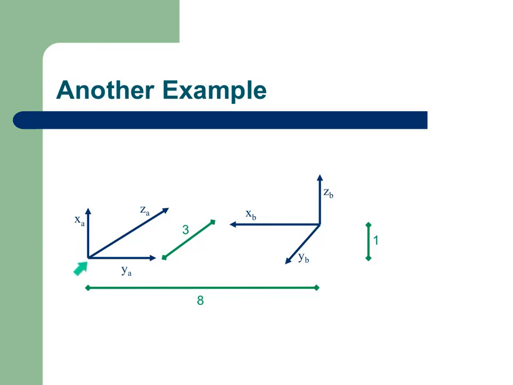In B, their origins are not co-located in the same space. In fact, if we start with frame A and we're trying to move to frame B, it looks like in the x direction, the up-down direction, we need to move 1 unit in the positive x direction. In the y direction, it looks like we need to move 8 units. And in the z direction, this is of course relative to A, we need to move 3 units into the screen.